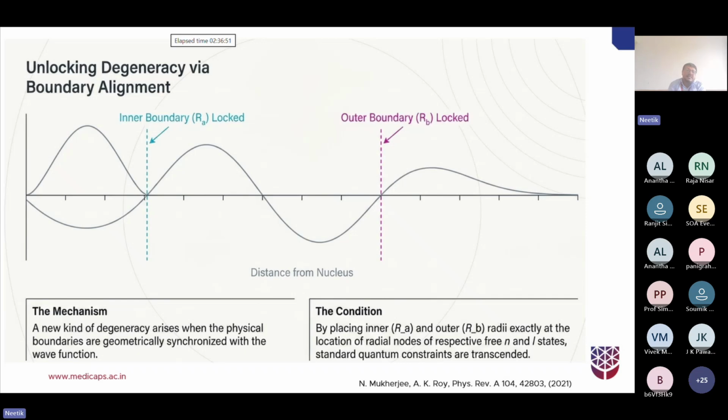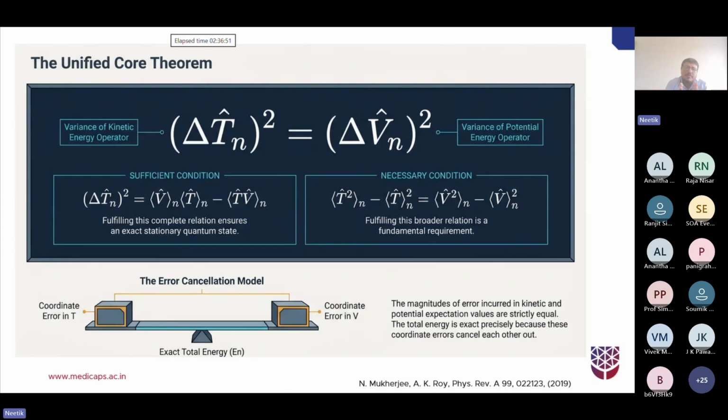This degeneracy is due to the confinement. By controlling the RA and RB, we can calculate and control the position of the node and find desired target energy states.